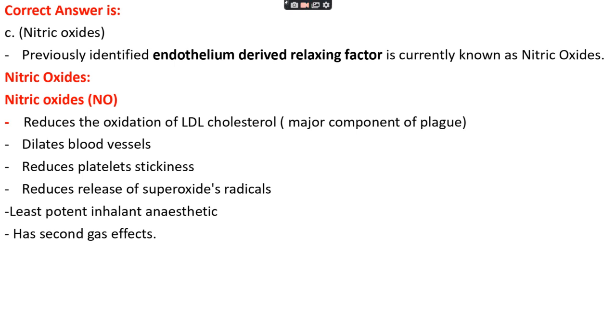Okay. Let's see some facts related to nitric oxide. Nitric oxide mainly reduces the oxidation of low density lipoprotein cholesterol, which is a major component of plaque. Okay. And it also dilates blood vessels. It reduces platelet stiffness, reduces release of superoxide radicals too, and it's the least potent inhalant anesthetic, and it has a second gas effect. Okay.